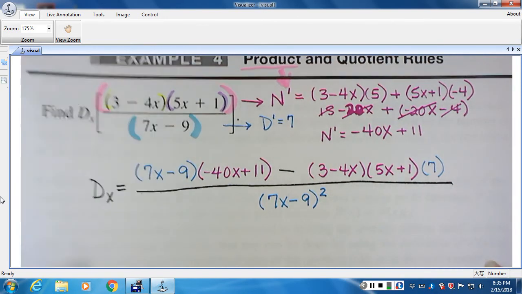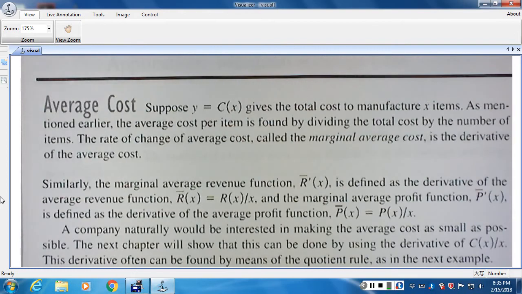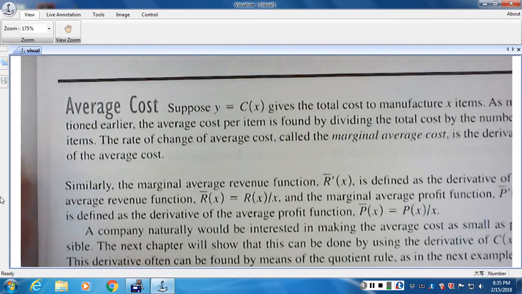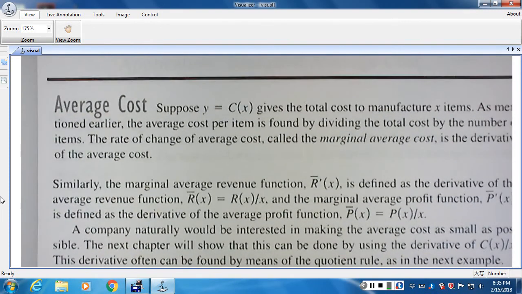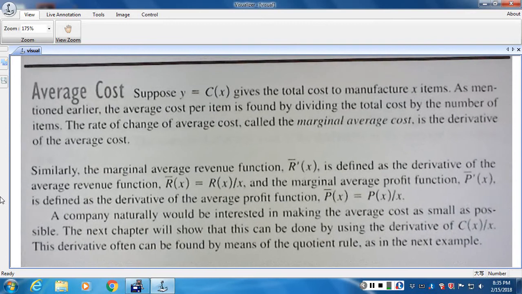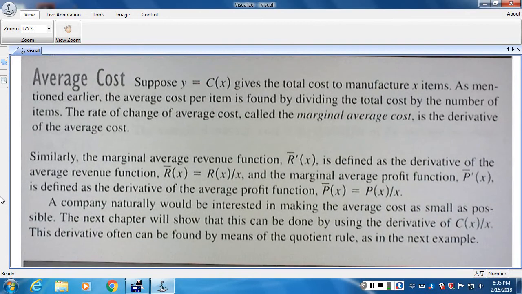So in the few minutes we have left, we're going to talk about a new concept where we're going to use what we just learned. We're going to talk about average cost. How many people in here have already had a statistics class? What's the most common average? What we usually think of when we talk about average? The mean. You take the total and divide by how many, right? That's the same concept of average we're going to have here.